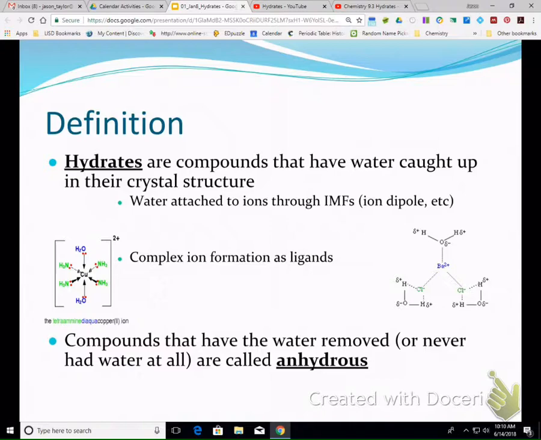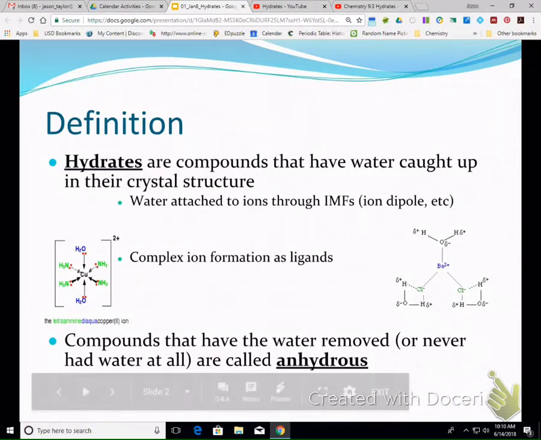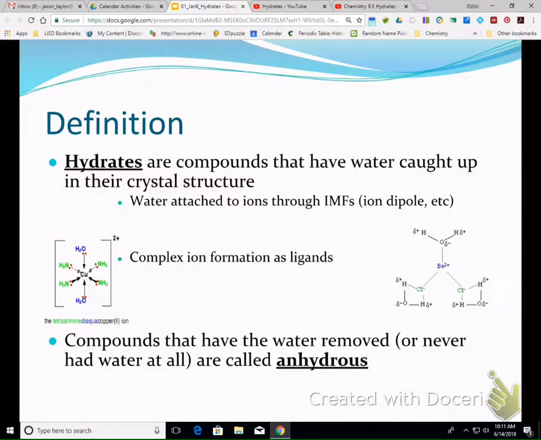So what is a hydrate? A hydrate is an ionic compound where water is caught up in the crystal structure. These water molecules can attach through intermolecular forces that we'll learn about soon. That attraction would be through ion dipole type forces. If you look over here on the middle right of your screen, I have a barium cation here, and we can see above that a water molecule is being attached to it. This is illustrating an ion dipole interaction from a full charged cation to a partially charged, fractional charge oxygen from the water.